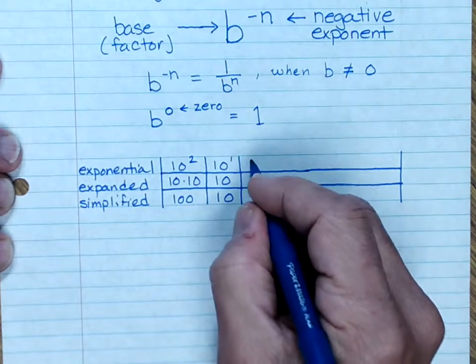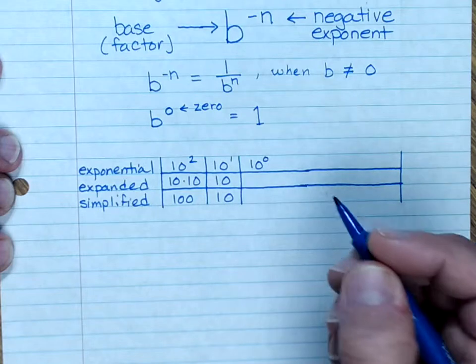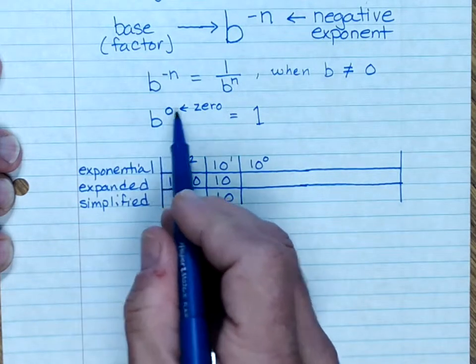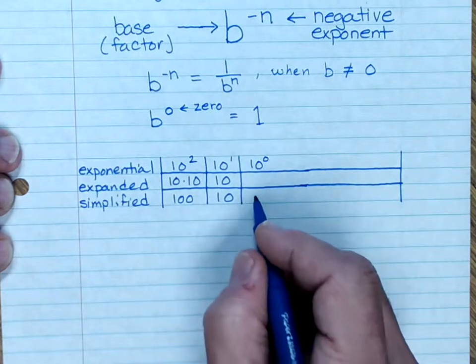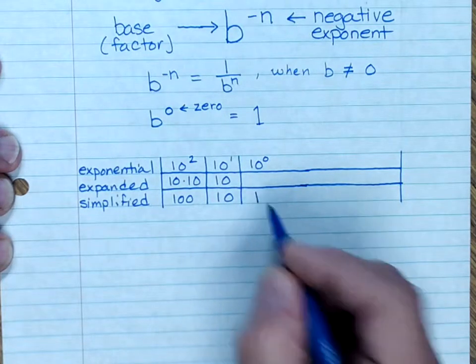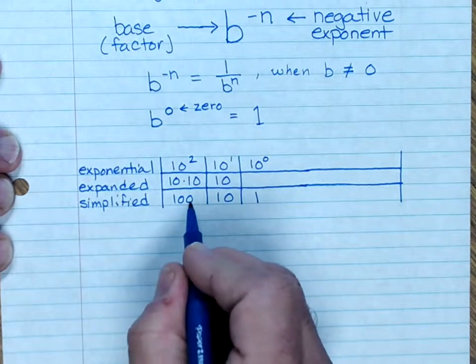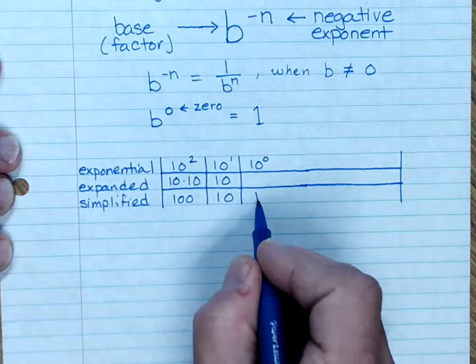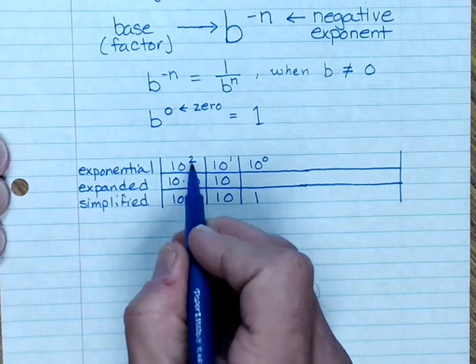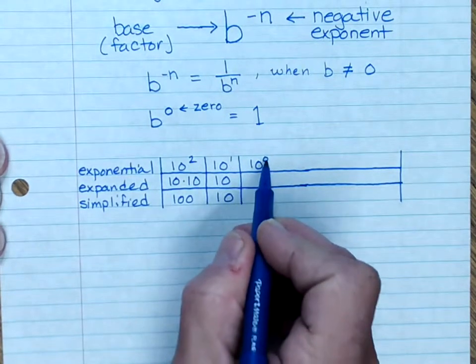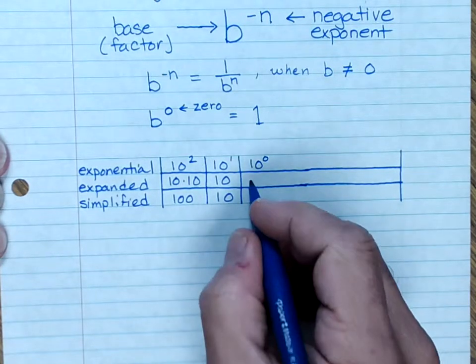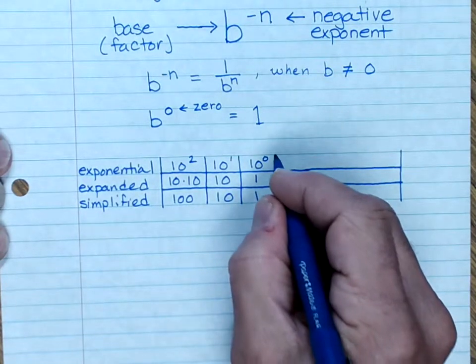Well, here comes 10 to the 0 power. Now remember, anything to the 0 power equals 1, and that makes a great deal of sense down here. We had 2 zeros when we had 100, we had 1 zero when we had 10, and here we have no zeros. So this exponent is telling you how many zeros are in our simplified answer. This would also be 1, by the way.